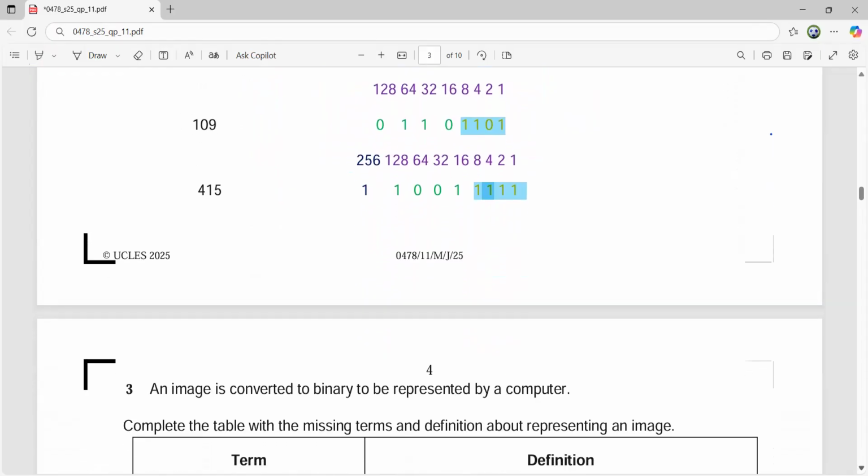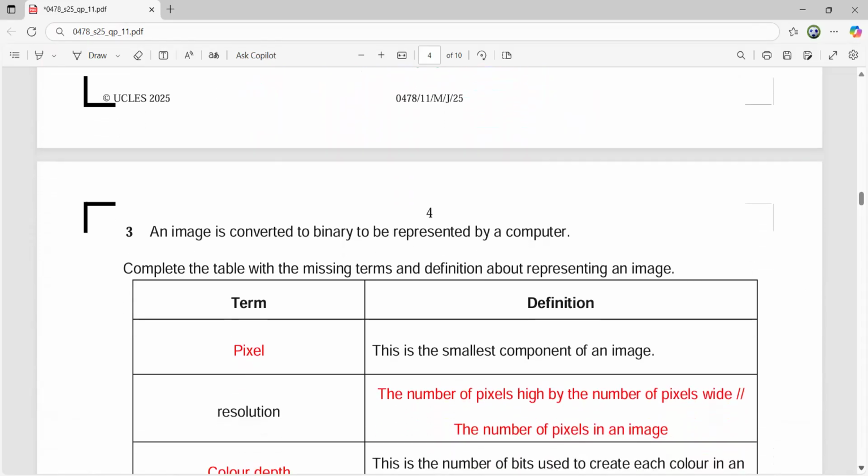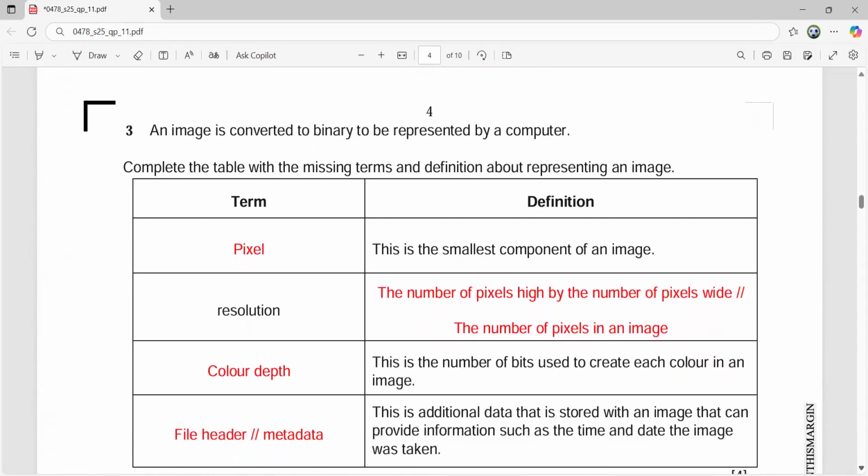Okay, now, great. Question number 3. An image is converted to binary to be represented by a computer. Complete the table with the missing terms and definitions about representing an image. Now, in this table, a few terms are missing or a few definitions are missing. So you can see this is the smallest component of an image, and we know it's a pixel.